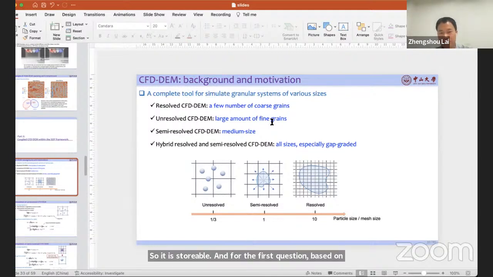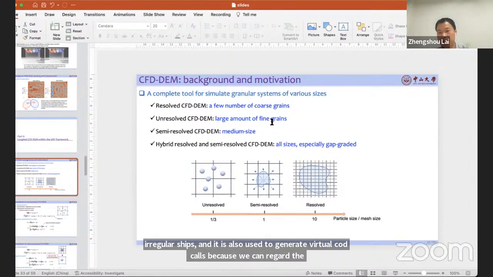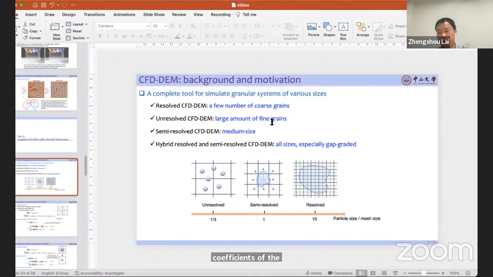the spherical harmonics is, we think, the best approach to model arbitrary irregular shapes, and it is also used to generate virtual particles, because we can regard the coefficients of the spherical harmonics as a set of variables, and we can use the random field approach to generate a new set of coefficients, and it will correspond to a new virtual particle.